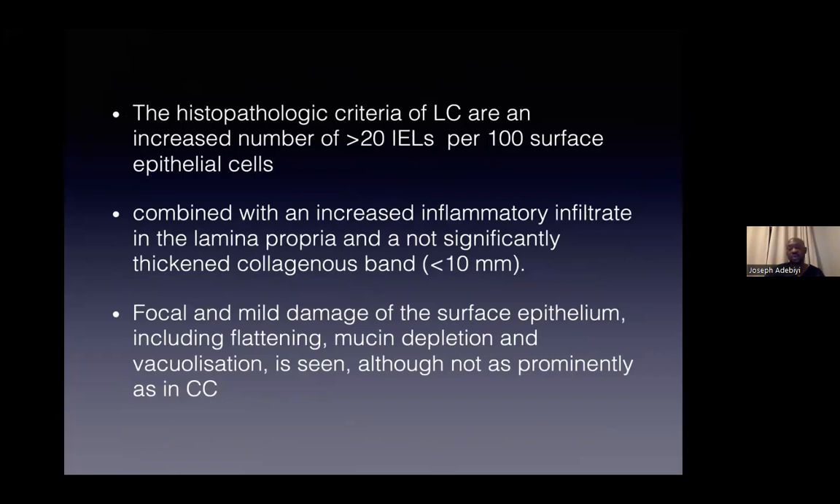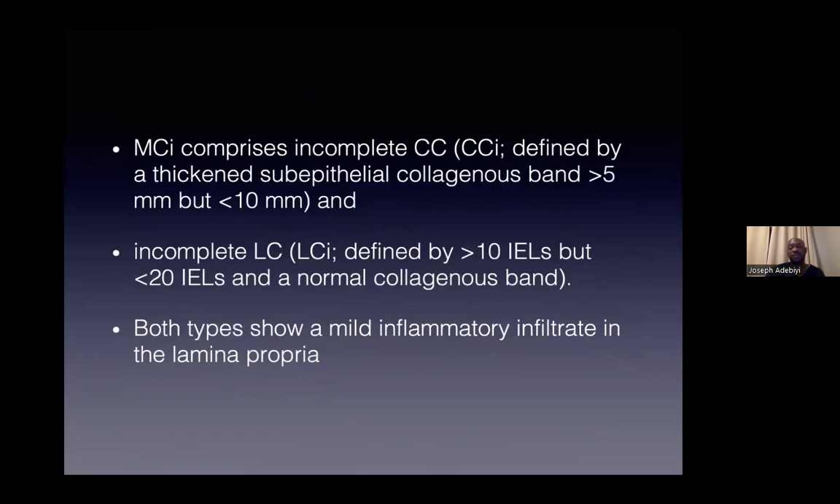For patients with lymphocytic colitis, you are looking for increased numbers of intraepithelial lymphocytes per 100 epithelial cells, usually more than 20. But when you look at the collagenous band, it's thick but less than 10 micrometers, and this differentiates it from collagenous colitis. The third entity, incomplete microscopic colitis, doesn't fulfill the criteria for either lymphocytic or collagenous colitis.